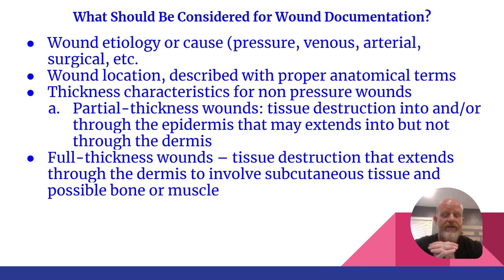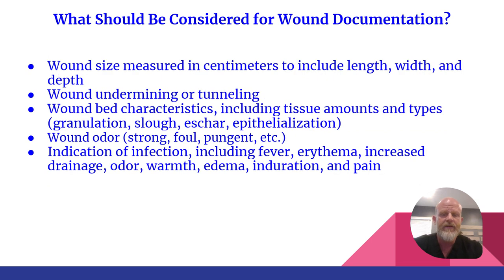We can document on the thickness of the wound, partial thickness versus full thickness. Partial being into the epidermis or dermis, but not involving the subcu. Once it's involving the subcutaneous tissue, we now have a full thickness wound. So partial thickness would be such as a skin tear or pressure ulcer stage 2, and full thickness is once you get into the subcu, like a stage 3 diabetic foot ulcer, etc. Then wound size: length, width, and depth.